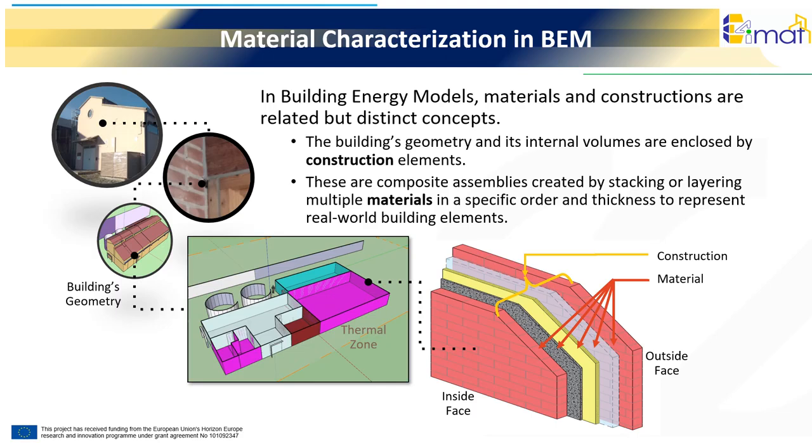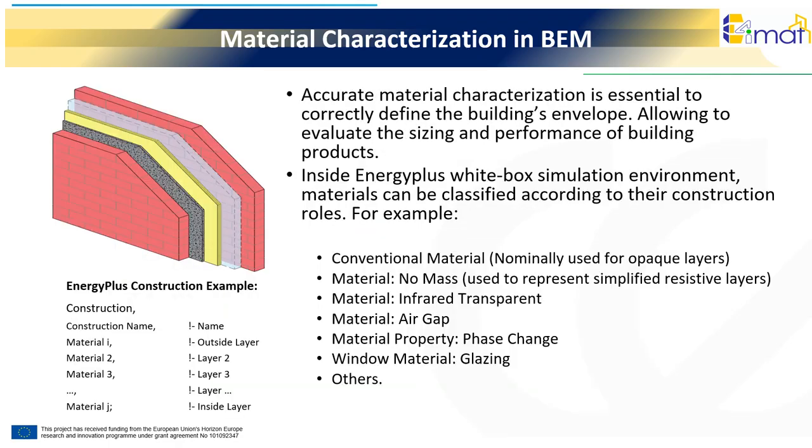Each one of these material layers has its own thermal and physical properties, such as conductivity, density, specific heat, solar absorptance, and roughness, which determines how that particular material transfers and stores heat. In BEM, a material by itself does not form a building element. It is simply a definition of a single layer's characteristics. Since materials are the foundation blocks for construction elements, accurate material characterization is essential to correctly define the building's envelope, as well as for evaluating the performance of building products, comparing alternatives, validating assumptions, and sizing design.